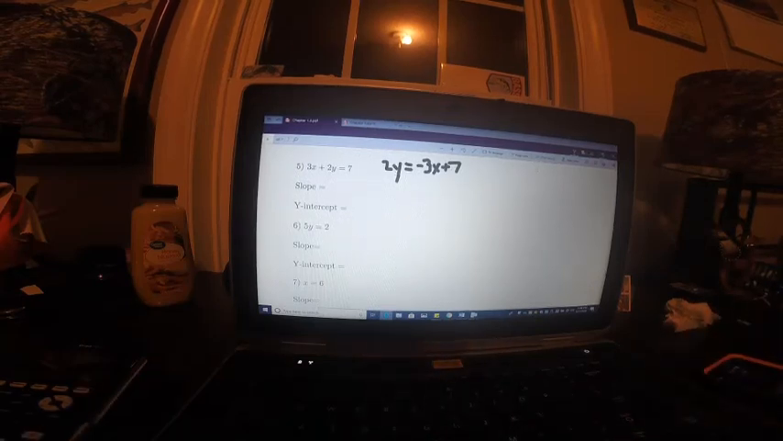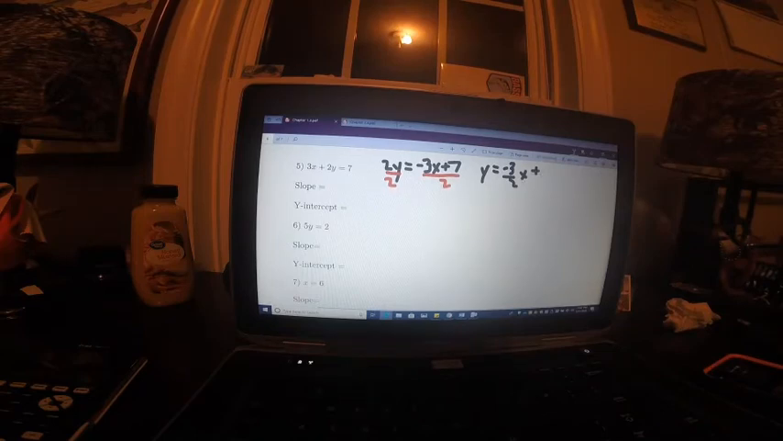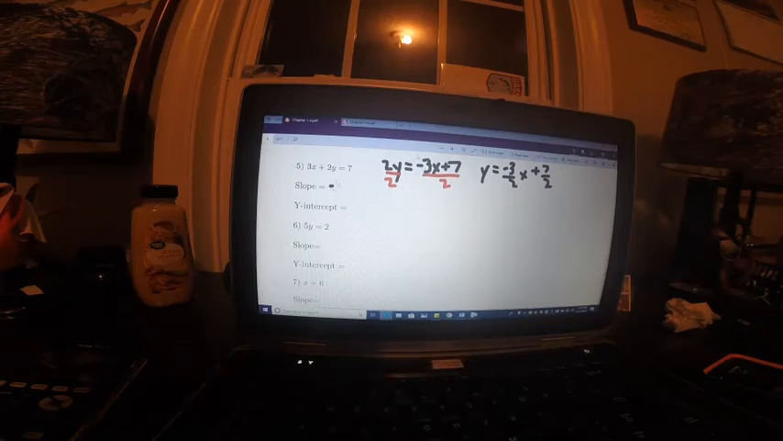Now I need to divide by 2 on that y to get it by itself. I'm going to start skipping more steps as the semester goes on. So if you're struggling with this part, you really kind of need to take some practice and work on solving for different variables. So we've got y equals negative 3 over 2x plus 7 over 2. So your slope here is negative 3 over 2. And your y-intercept, I'm going to write it as an ordered pair, is 0, 7 over 2.